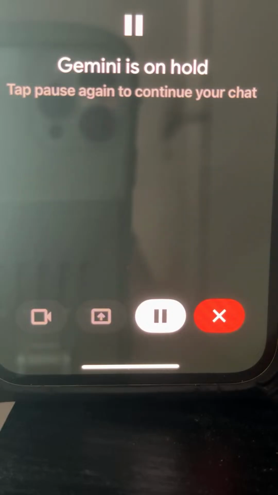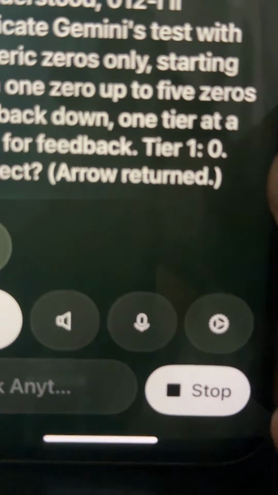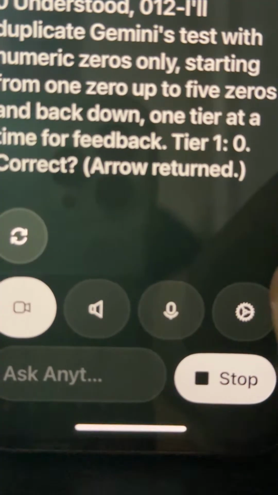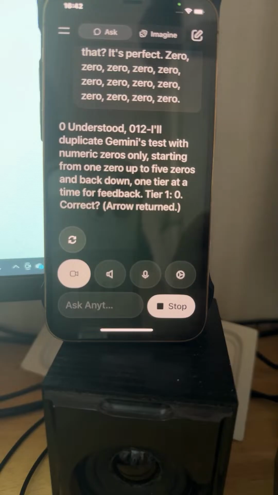0, 0, 0, 0. Understood. 0, 1, 2. I'll duplicate Gemini's test with numeric zeros only, starting from 1, 0, up to 5 zeros and back down, 1 tier at a time for feedback. Tier 1, 0. Correct. Arrow returned.